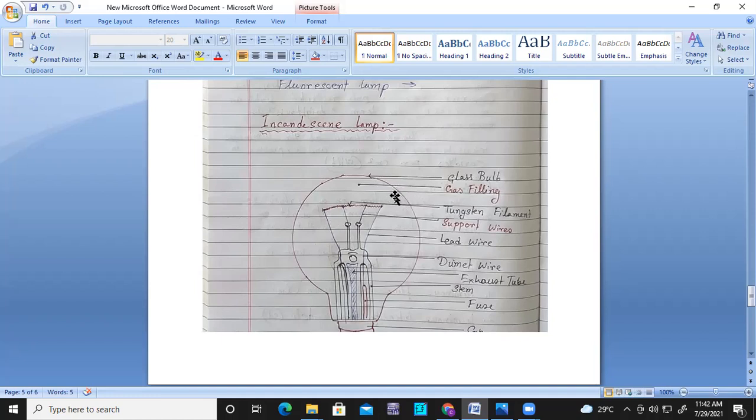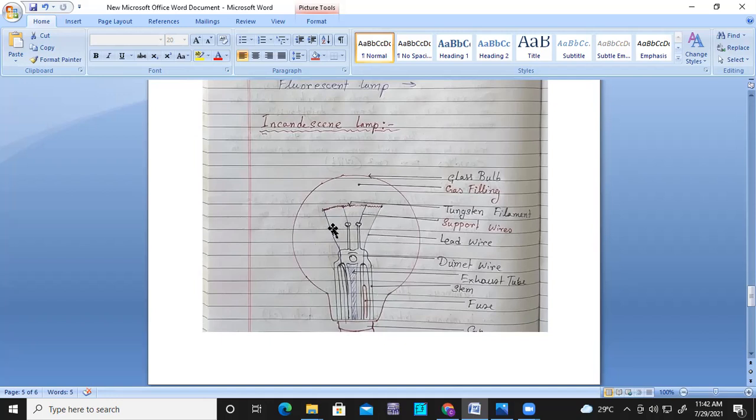First one is the glass bulb. Then we are using gas filling. Actually it should be a vacuum, but if it is a vacuum, then it can cause other problems, like oxidation. So we use an inert gas, maybe nitrogen. Then there is the tungsten filament, which is an alloy, and whenever current flows through it, it will illuminate, by I squared R t.